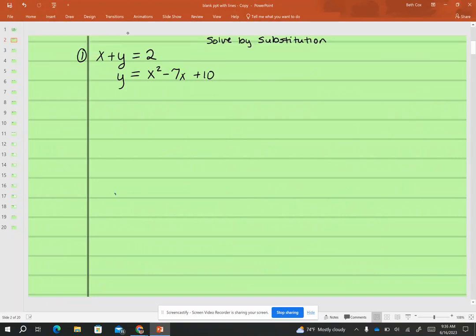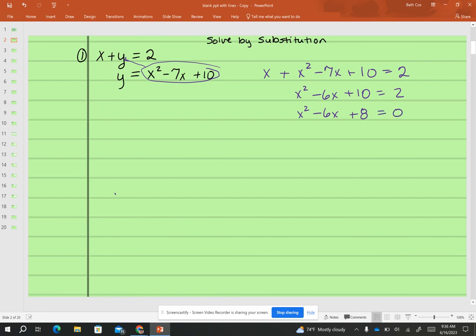And what we're going to do is substitute x squared minus 7x plus 10 into the y. That's going to create x plus x squared minus 7x plus 10 is equal to 2. We need to solve this. We need to combine our like terms. We'll have x squared minus 6x plus 10 equal 2. We need to set it equal to 0, so we'll subtract 2 on both sides. So x squared minus 6x plus 8 equals 0.